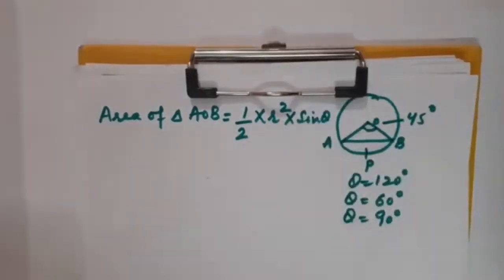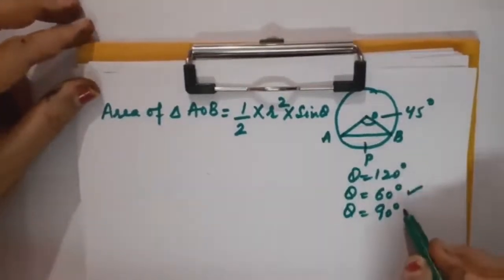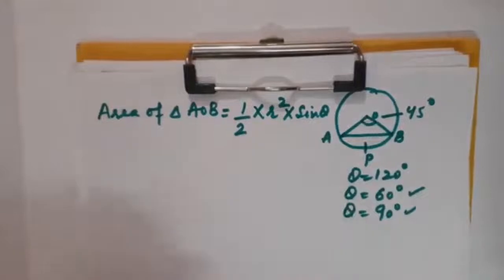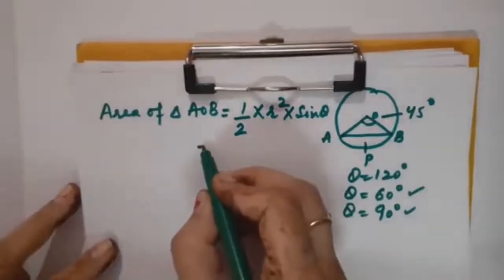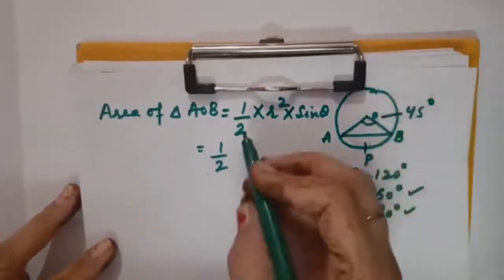Now you will see how it is there. So I am going to verify it. First of all, for 60 degree as well as for 90 degree, which I have already taught you. Okay, so let us check it. This is half into r is nothing but the side right now of the triangle.